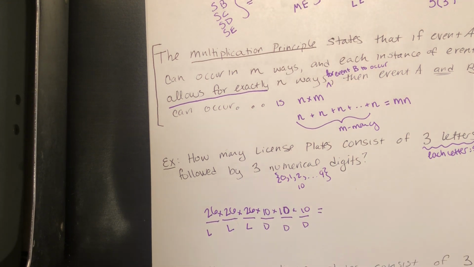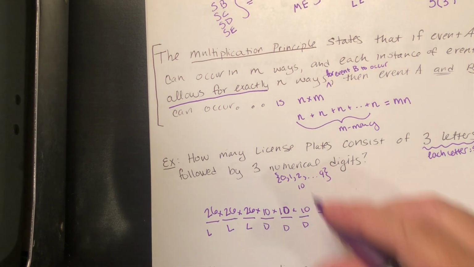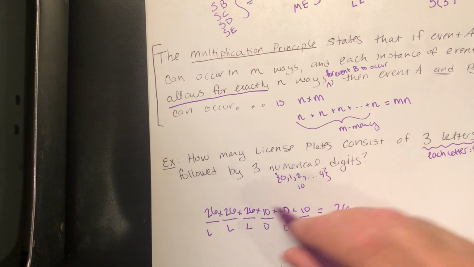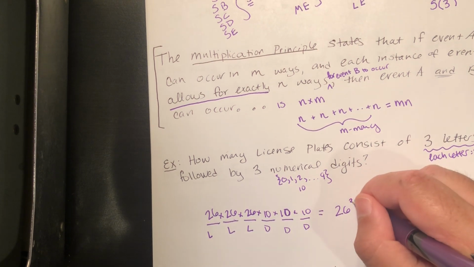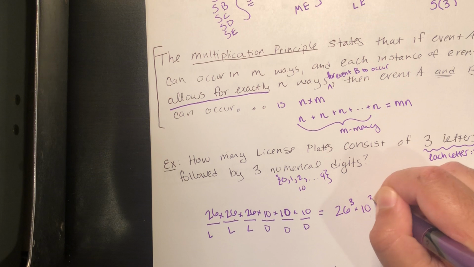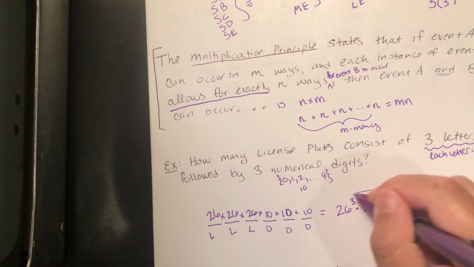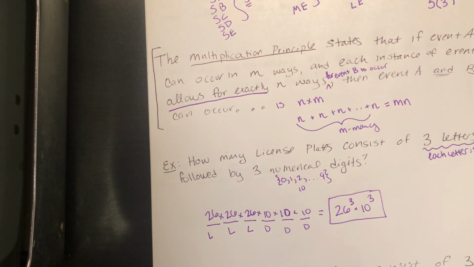So multiplying this all together, I don't particularly care what this number is. I'm just going to leave it as 26 to the 3rd power, because we have 3 factors, times 10 to the 3rd power. Multiply that out if you really want to see how big that number is, but this is really all I care about. This is how many different license plates consist of 3 letters followed by 3 digits.